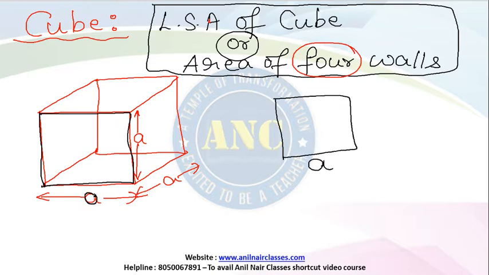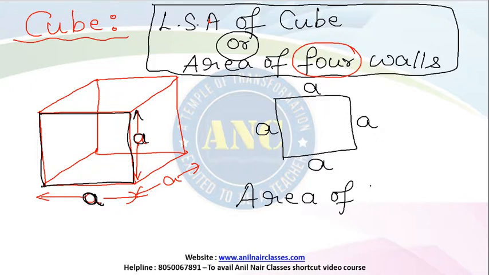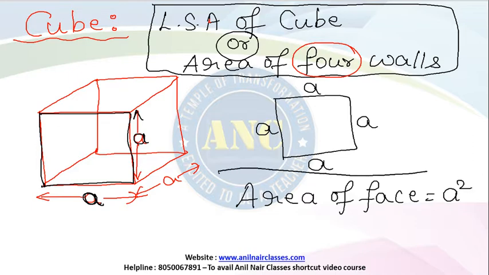You can see it here also, right? The side of the square is a. This also is a only. That means it's a square, length and breadth are equal. The side of this square is a. This is true for all the 6 faces. That means the area of one face is a square, because area of a square is length into breadth. It is a square.